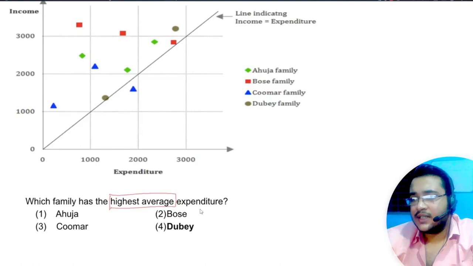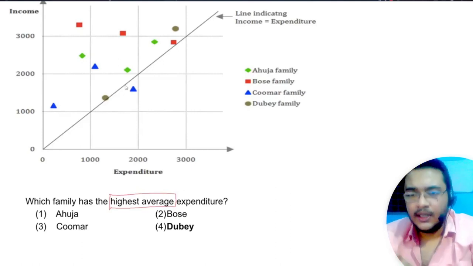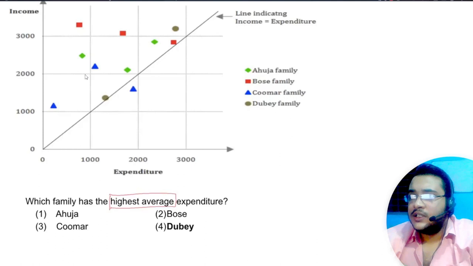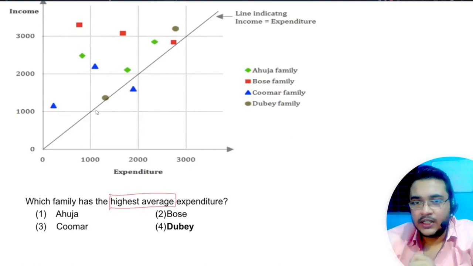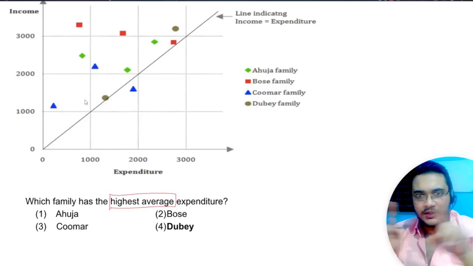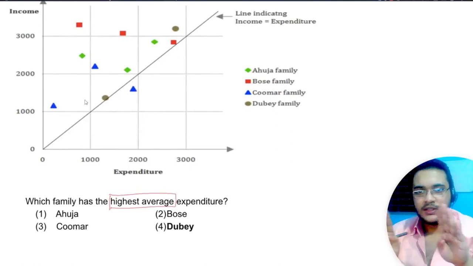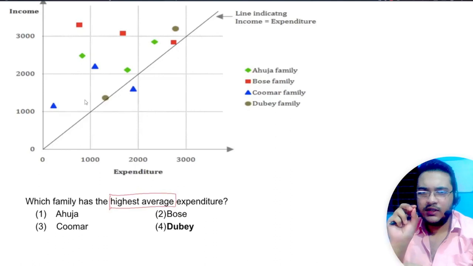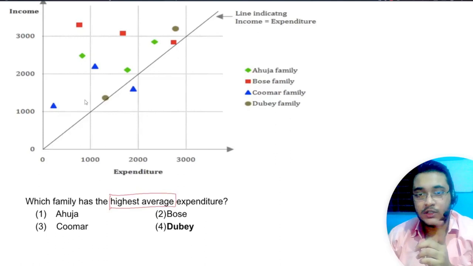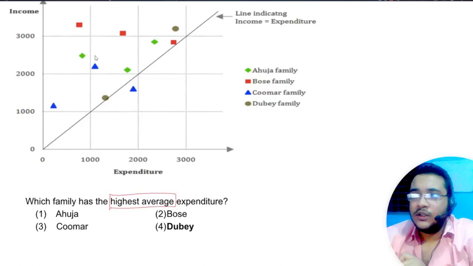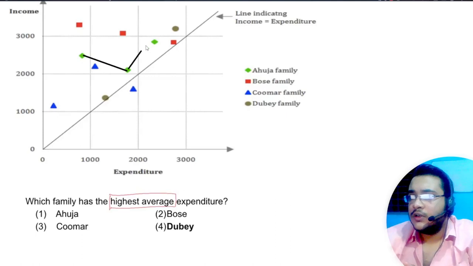Which family has the highest average expenditure? Please understand, they're talking about 3 members and the average of the 3 members. It would have been much easier if all these 3 members were in a single straight line of this scatter plot, because I could simply say that the midpoint tells me the average of these 3 individuals. But certain family members, like the Ahuja family and the Kumar family, are making some sort of a triangle.